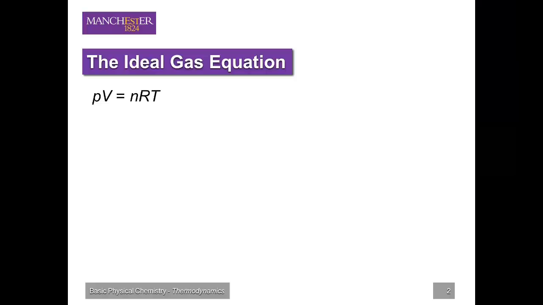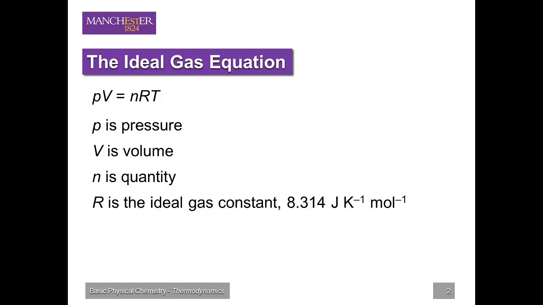We start with the ideal gas equation, PV equals nRT, where P is the pressure of the gas, V is the volume of the gas, n is the quantity of gas measured in moles, R is the ideal gas constant equal to 8.314 joules per Kelvin per mole, and T is the absolute temperature measured in Kelvin.